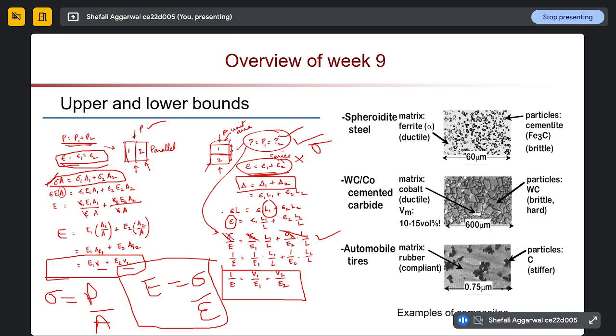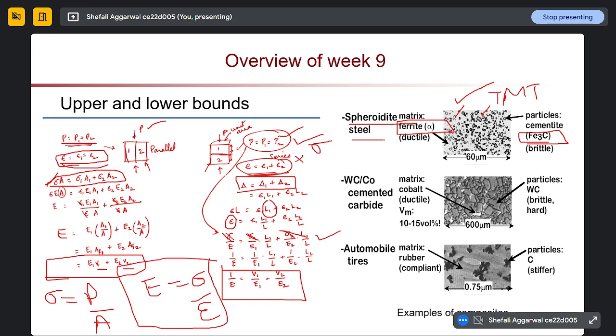So this is how we are calculating our upper and lower bounds. Other thing is, what are the different examples of composite? If you can see in this case, in our normal steel, we are telling it is a TMT rebar, right? It has carbon dispersed into the iron. So it has the Fe3C phase, it has a normal ferritic state, normal iron, and carbon-based iron particles are dispersed into it. That is a normal spheroid steel.